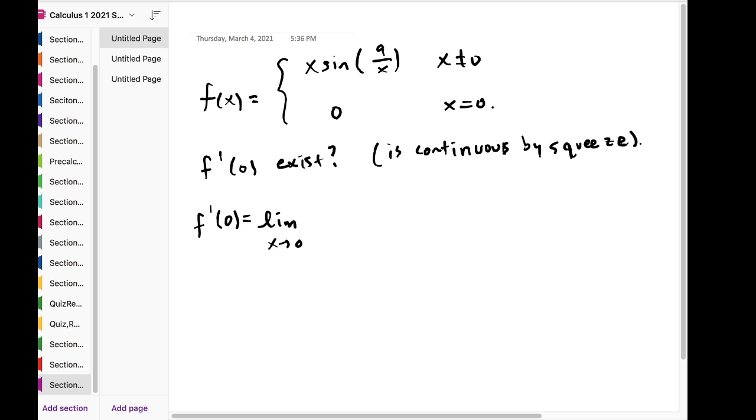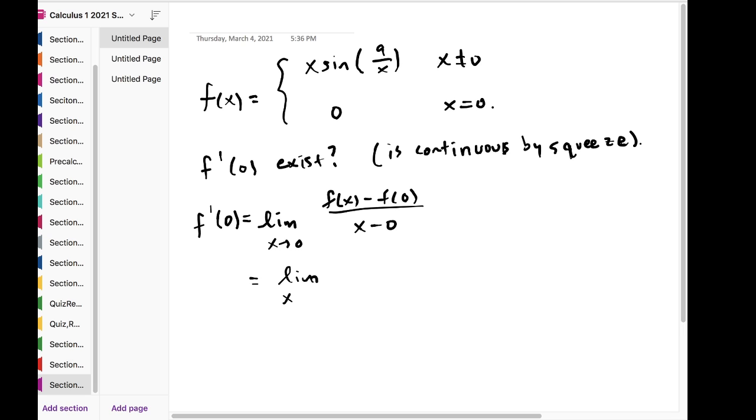Limit as x approaches 0 of f of x minus f of a over... oh well, I can't use this. Oh no, sorry. Yeah, my bad. Wasn't thinking. f of x minus f of a, or a is 0 in this case, over x minus 0. Okay, so what is f of x?